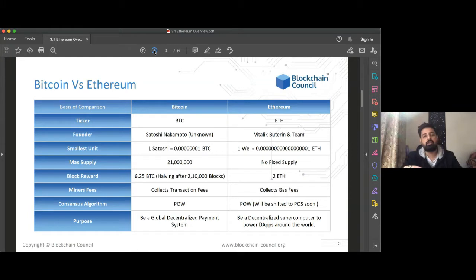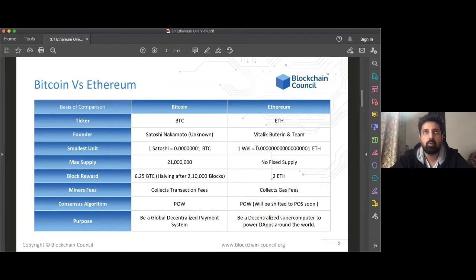Satoshi is the smallest unit of Bitcoin, whereas Wei is the smallest unit of Ether. The way paisa is to rupee, cents is to dollar, cents is to euro. In a similar way, Satoshi is to BTC and Wei is to Ether. We have a total of 18 zeros out here, right? In paisa, we have 2 zeros, right? In cents, we have 2 zeros.